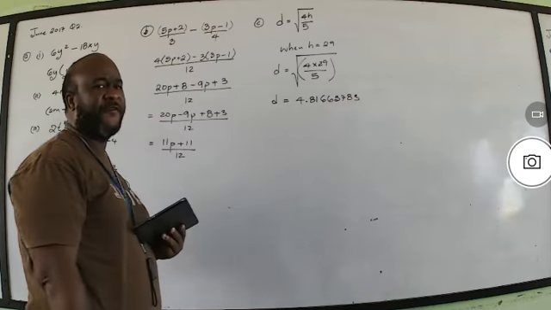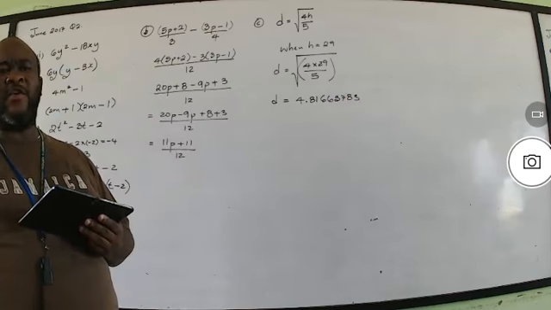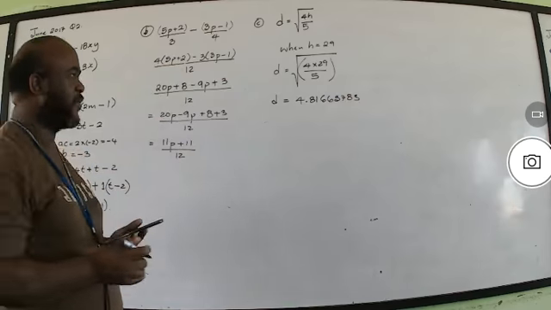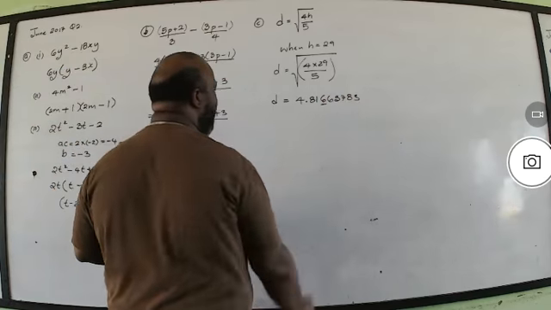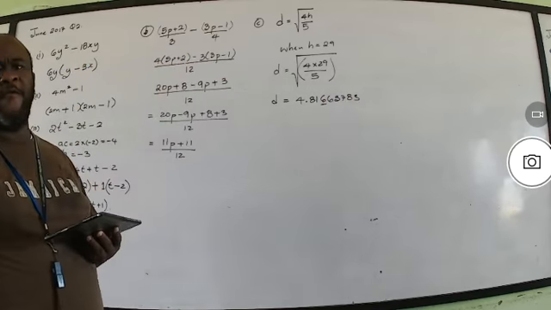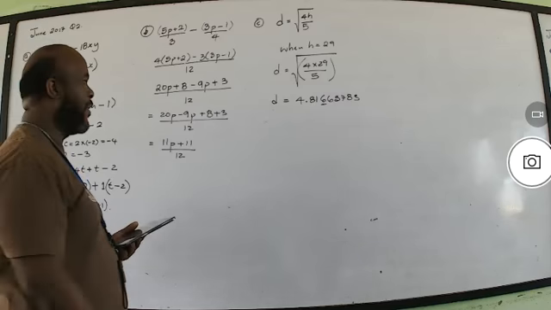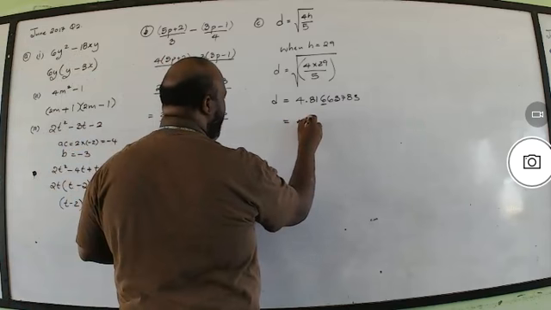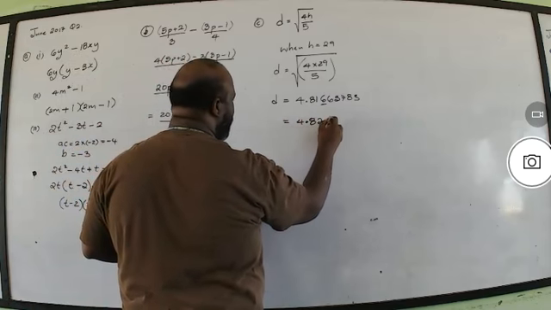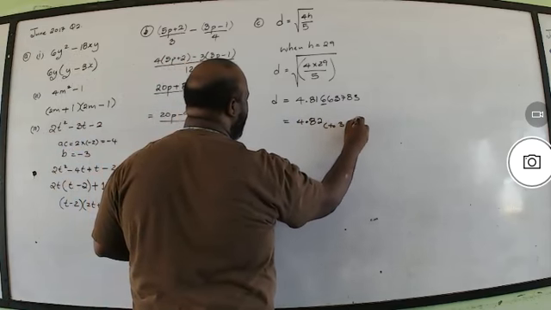Alright, it's 3 significant figures. I need to look at the 4th significant figure, which is what? 5 or more, I'm going to add 1. 4 or less, I'm going to what? Drop. Am I going to add or drop? Add. The answer is what? 4.82 to 3 significant figures.